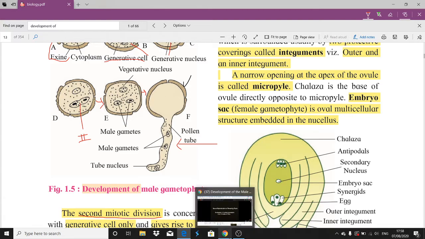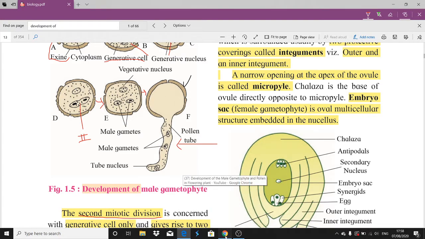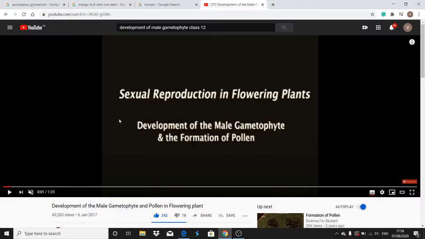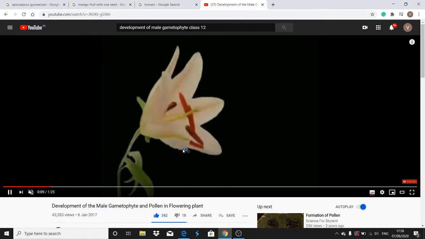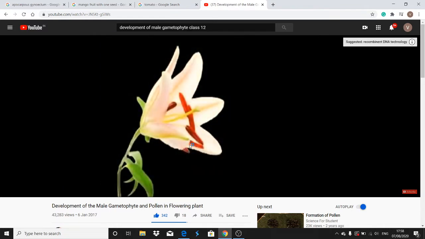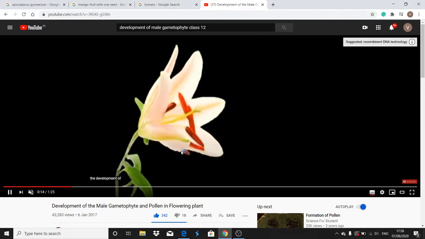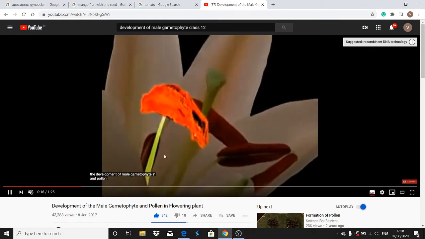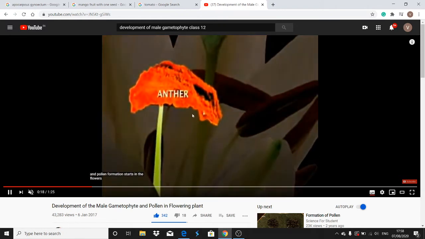Okay, so let's move. I want to show you one video of the sexual reproduction in the flowering plants. So you can observe this video now. Here you just try to understand the structure of flower and the development of male gametophyte and the pollen grain formation. Now see, this is a beautiful flower, right? So the development of male gametophyte or the pollen grain.